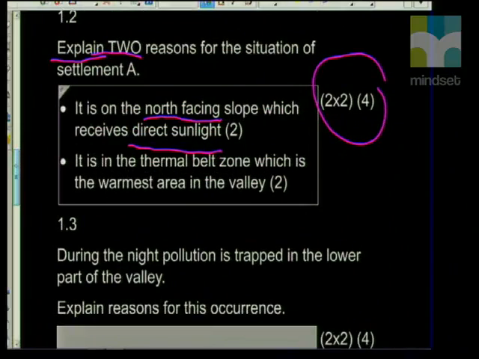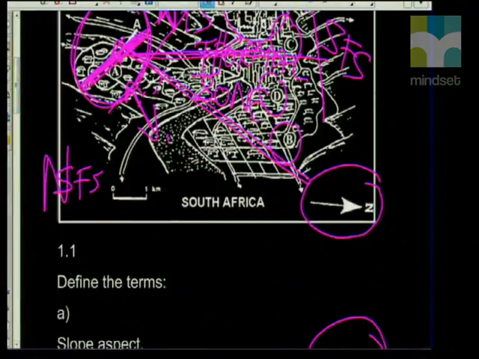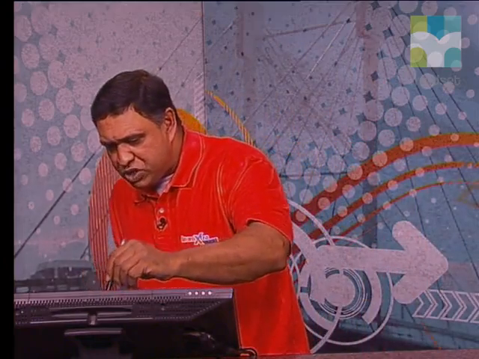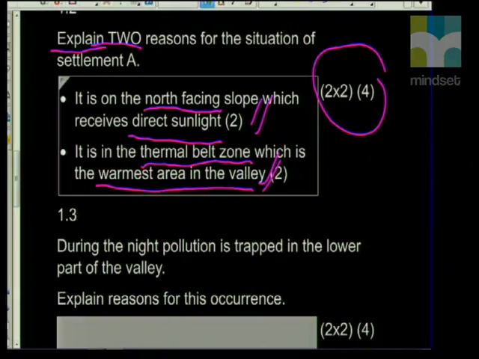Also, it is in the thermal belt zone, which is the warmest area of the valley. Learners, if you wrote things like frost, to avoid frost at the bottom of the valley, etc., it depends, you must explain it fully. These are thinking out of the box. So give a proper explanation if you can't get 2, and those ones will also be accepted. Remember, it's 2 times 2 equals 4 because it's an explanation factor.